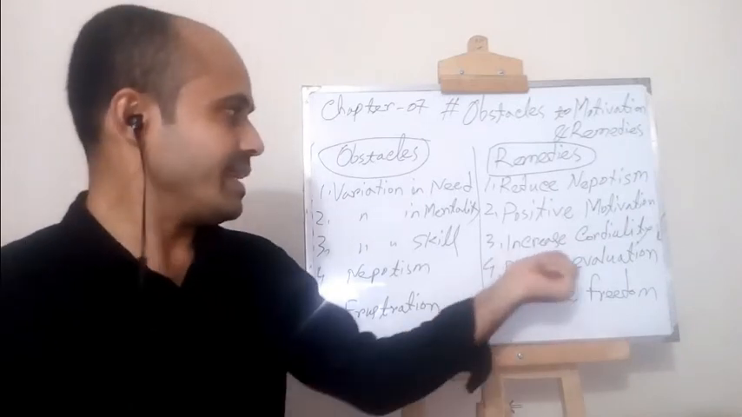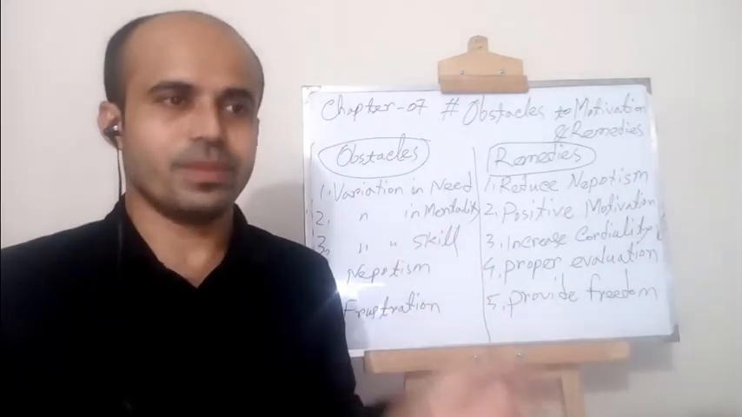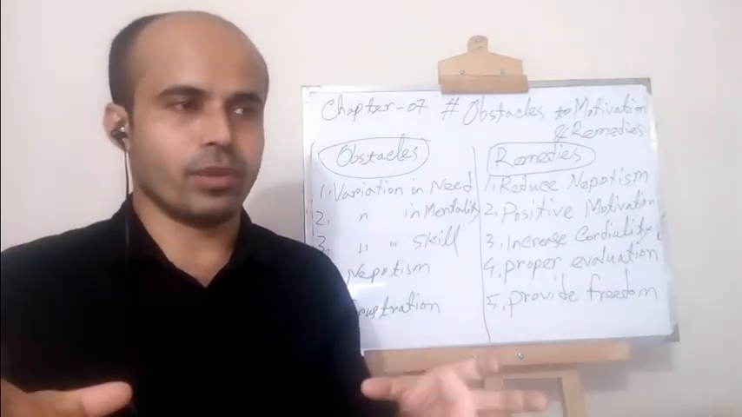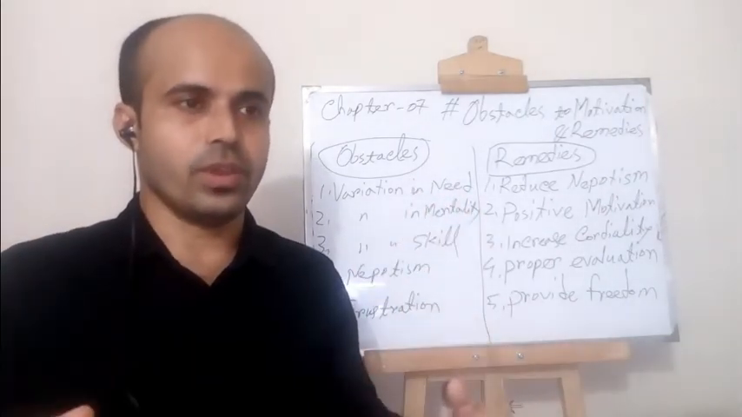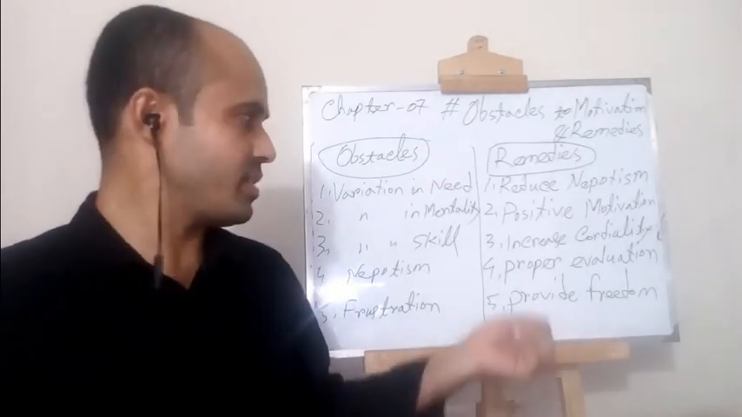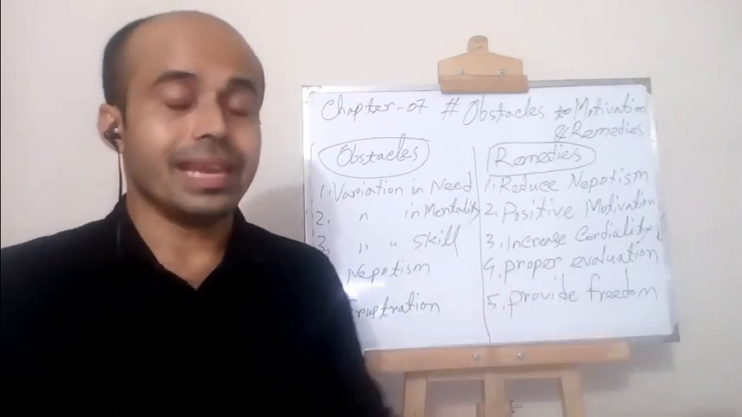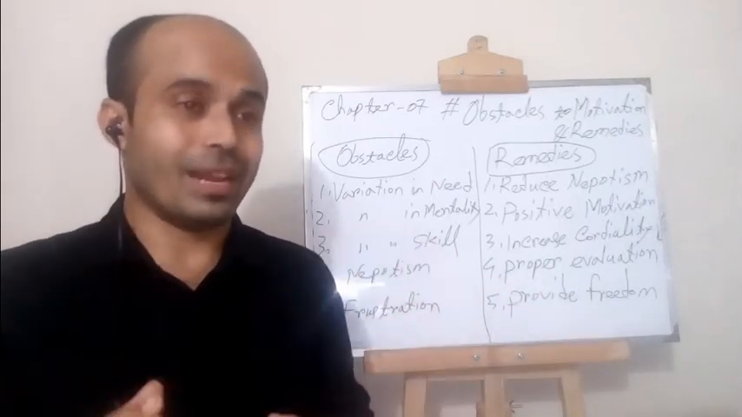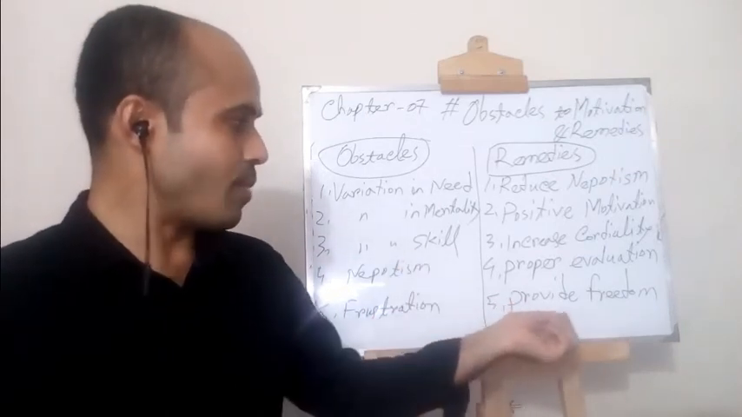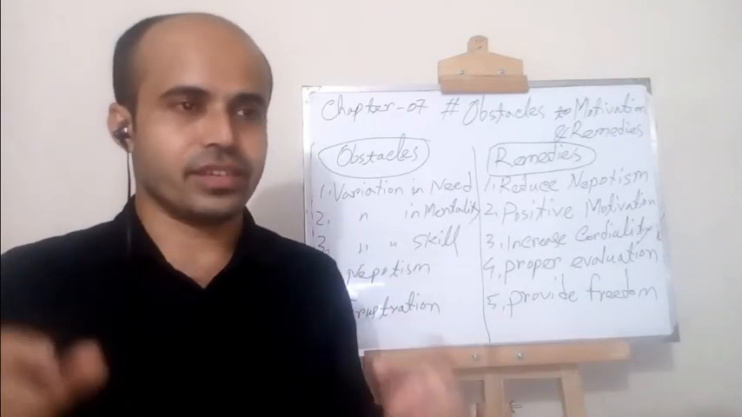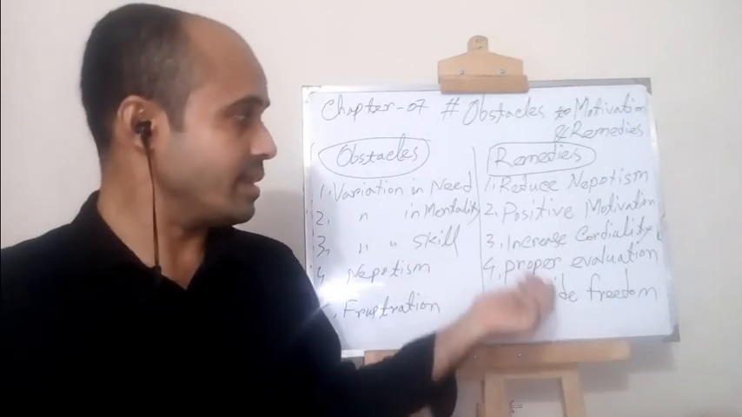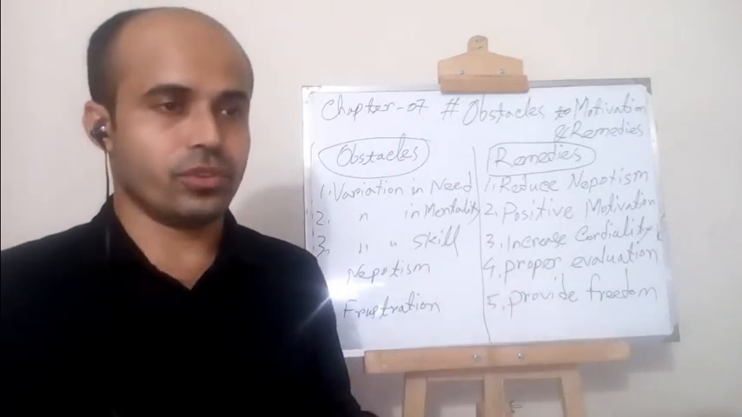Increase cordiality. The boss or executive has to behave very cordially with the subordinates, to know about their personality and mentality. Always try to behave humanely with the employees or subordinates. Proper evaluation. Everybody must be properly evaluated by the boss or authority. So that is good. And provide freedom. Everybody should have the right to freedom of space. This will ensure that motivation is equally given.